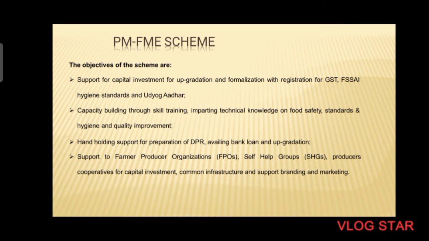At last, the scheme for pulse production: support for capital investment for upgradation and formalization with the registration for GST, FSSAI, hygiene standards and Udyog Aadhaar. Capacity building through skill training, imparting technical knowledge on food safety standards, hygiene and quality improvement. Hand-holding support for preparation of DPR, availing bank loans and upgradation. Support to farmer producer organizations, self-help groups, producers cooperatives for capital investments, common infrastructure and support for branding and marketing.